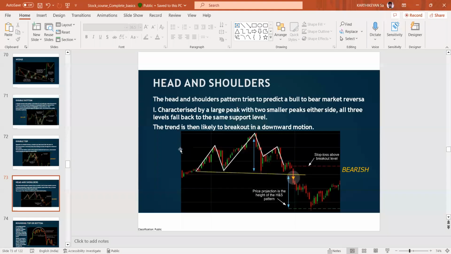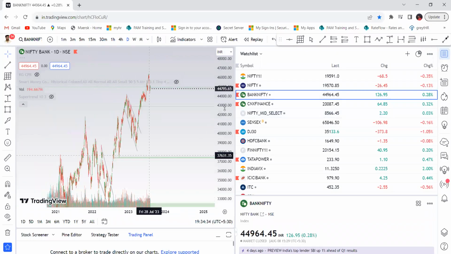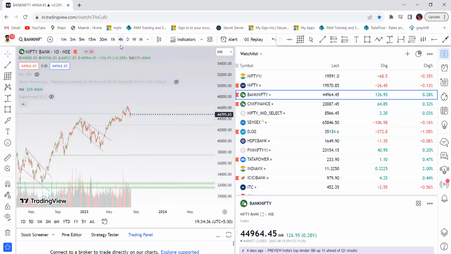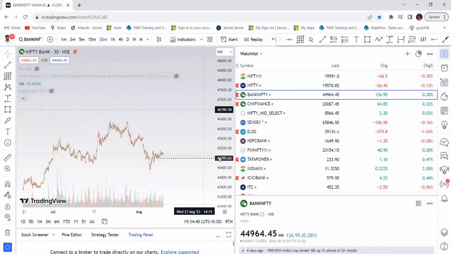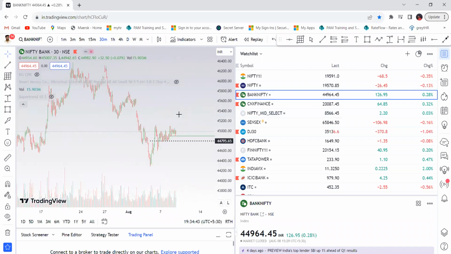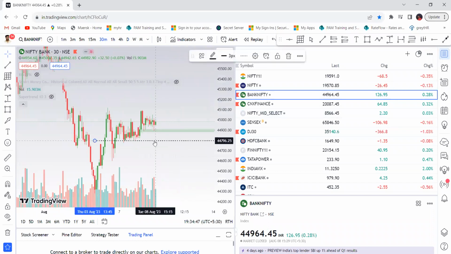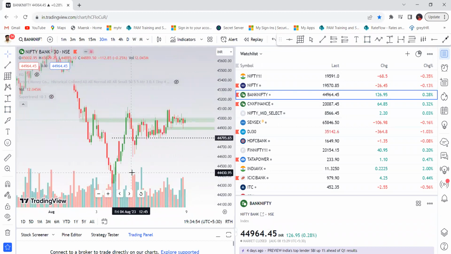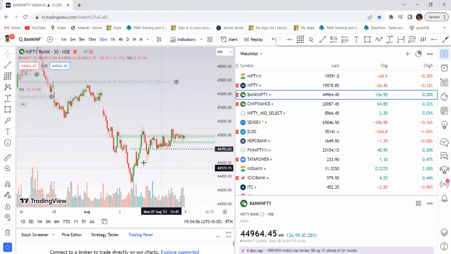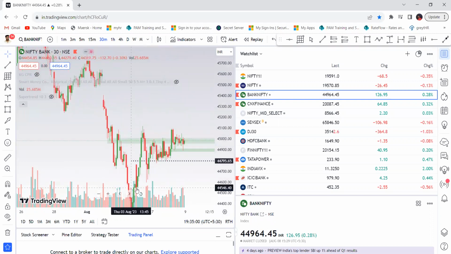Head and shoulder. This is another important pattern you can find in the chart. Mostly it's a reversal pattern. Let's see. I've seen it in Bank Nifty. Basically I can say this is a head and shoulder pattern. Well, it's an inverted head and shoulder, but it comes above. So how do we call it a head and shoulder?